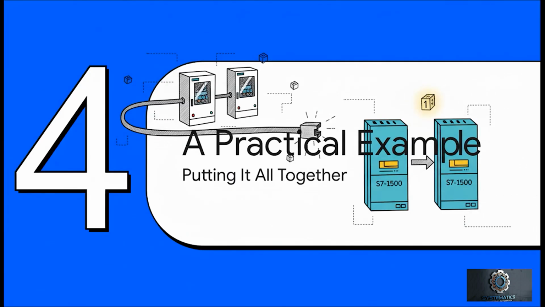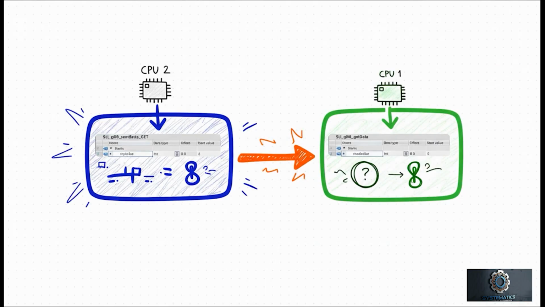Okay, that's enough theory. Theory is great, but let's see this thing in the wild. Let's put all those pieces together and watch it work. So here's our setup. On the left, we've got CPU 2. Inside a data block, we've got a tag called myValue, and it's holding the number 8. On the right is our local PLC, CPU 1. It's got a tag called readValue, and right now, its value is 0.